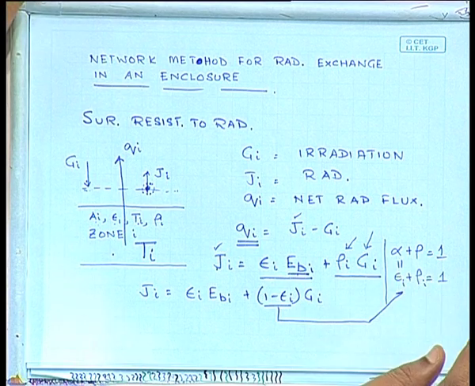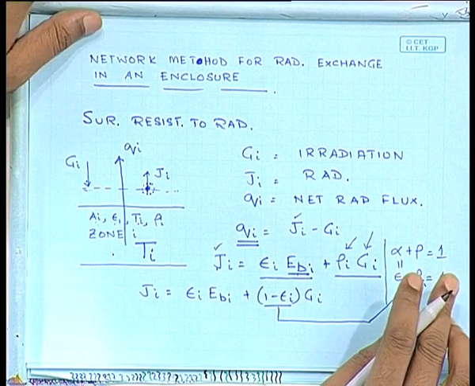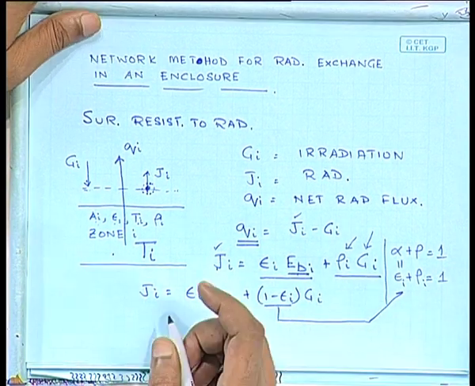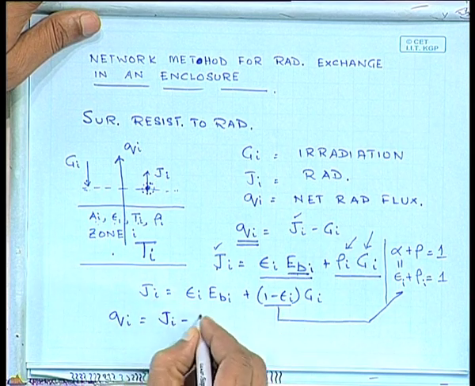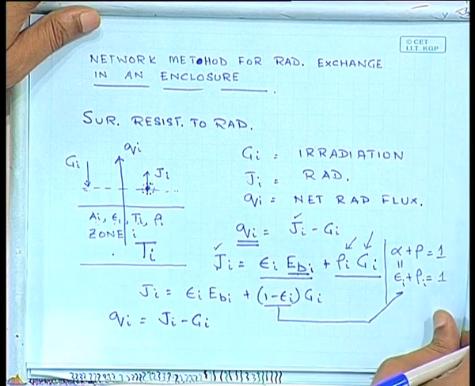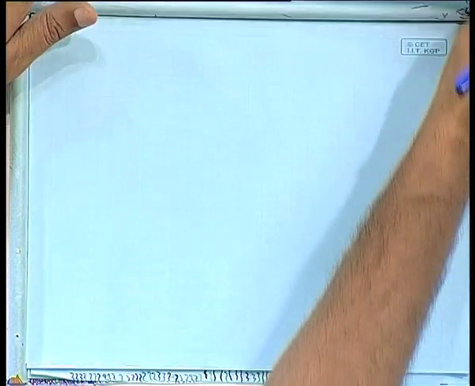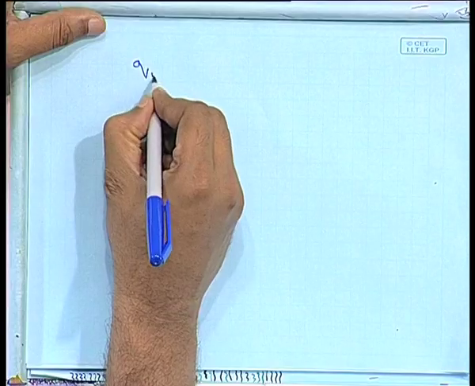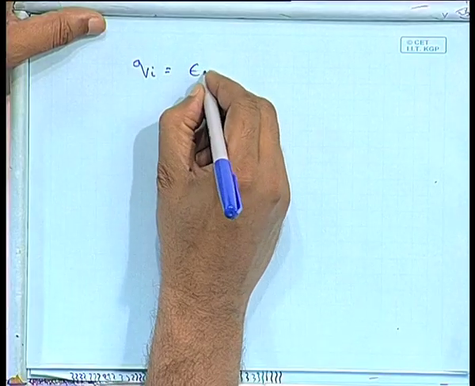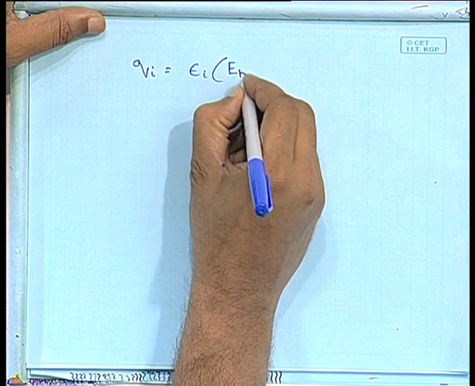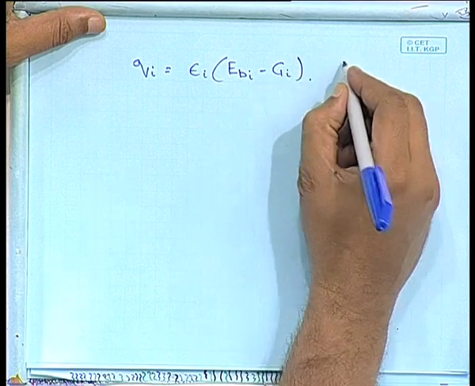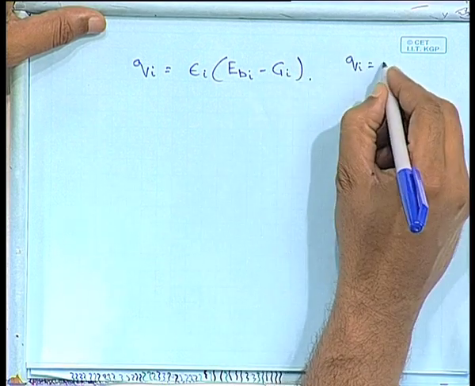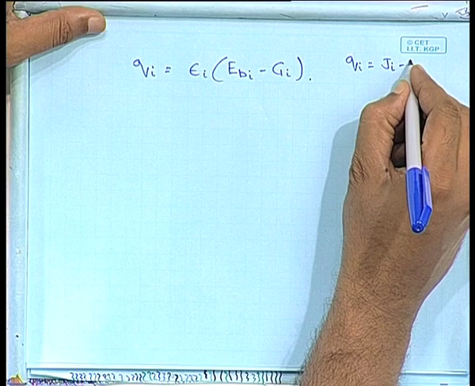Are all of you with me? Okay, I'm not doing anything new, I'm simply rearranging things. Since Qi is equal to Ji minus Gi, which we have said before, I can substitute Ji and Gi so that Qi would be equal to epsilon I Ebi minus Gi. That is straightforward. This comes from the last relation which I have written in the previous slide, Ji minus Gi.